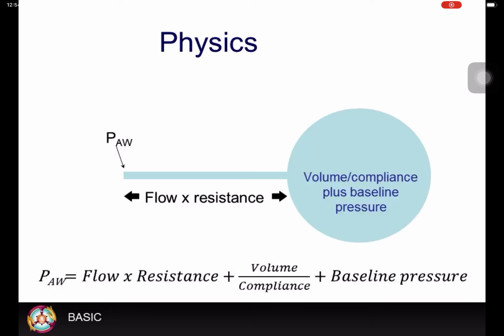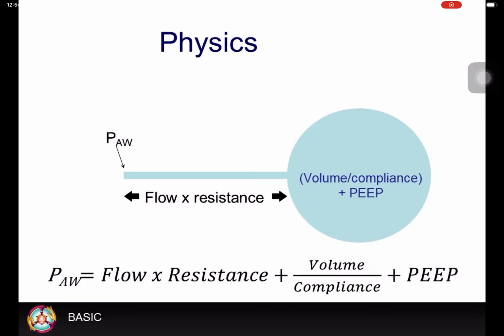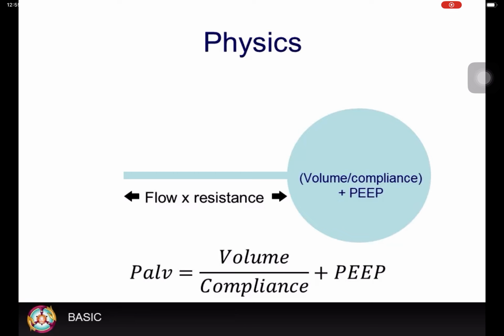However, the pressure measured at point A, or the airway pressure, will not simply be the inflation pressure, but will also include the baseline pressure in the balloon. This baseline pressure is the pressure in the balloon at the end of expiration, which is known as the positive end expiratory pressure, or PEEP. Thus, airway pressure is equal to flow times resistance plus volume divided by compliance plus PEEP. The component due to alveolar pressure is equal to volume divided by compliance plus PEEP.